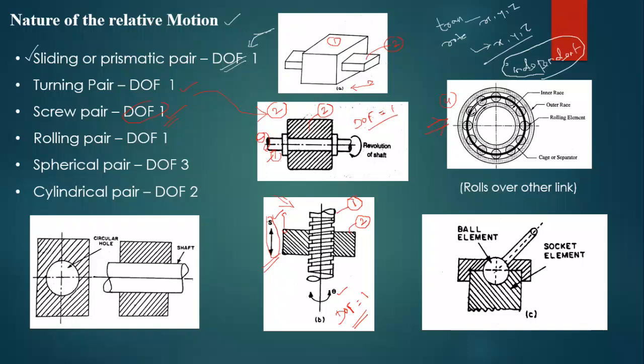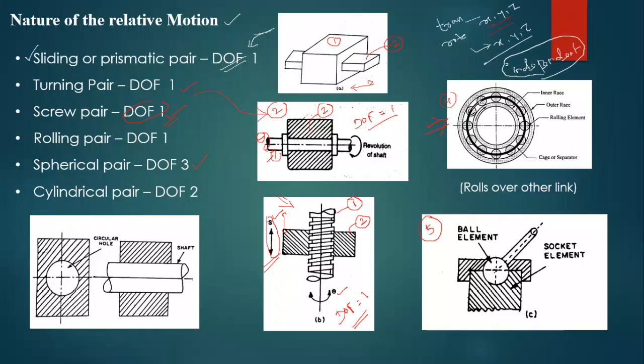Then the 5th one is the spherical pair. This is the 5th diagram, for the spherical pair. In a spherical pair, one link is constrained to swivel in or about the other fixed point, right? It is designated by the letter G normally, right? For example, joysticks. Degree of freedom with respect to x, y, z axes, either may be translational or rotational.